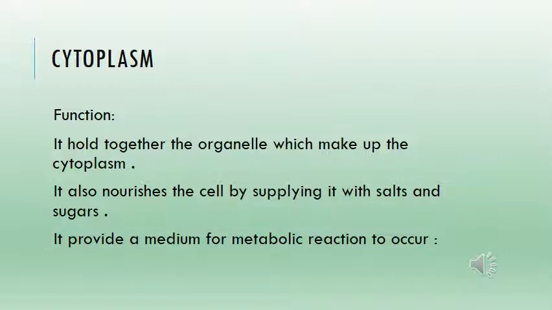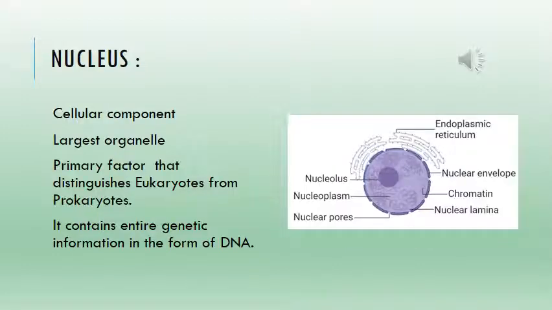Now with the structure clear in our mind, the function. The other function is that it nourishes the cell by supplying it with salt and sugar, and we all know that the cytoplasm is made up of water content and different ions are also there. It provides a medium for metabolic reactions to occur. Now, so far we have discussed the cytoplasm and cytoskeleton.